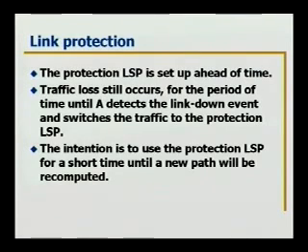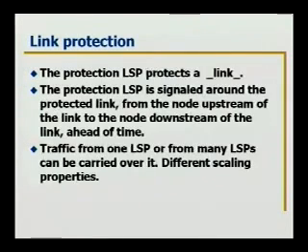Thirdly, the intention is to use the protection LSP for a short time until a new path is recomputed. Clearly, this protection path is not an optimal path in the network. More than that, did I say anything about bandwidth protection along that path? I didn't say anything. I hammered for half an hour about these bandwidth constraints before, but now I have the protection path and I didn't say anything about bandwidth protection on that path. Worse than that, I said several LSPs can use it if they're crossing the same link. So clearly, I can't be relying on this protection path for too long.